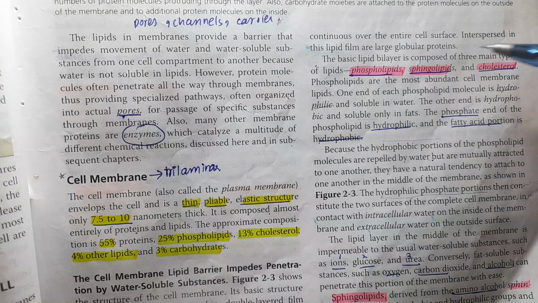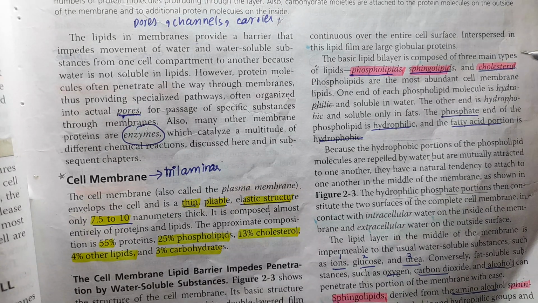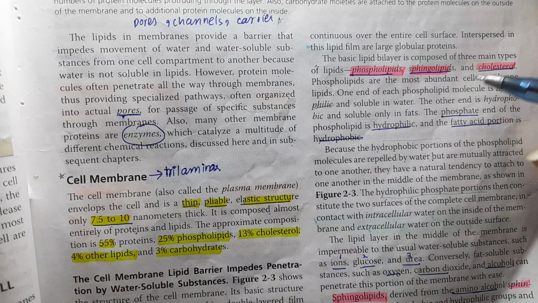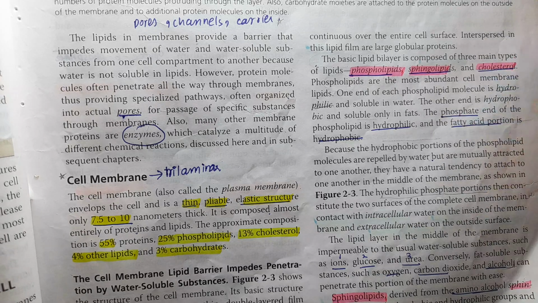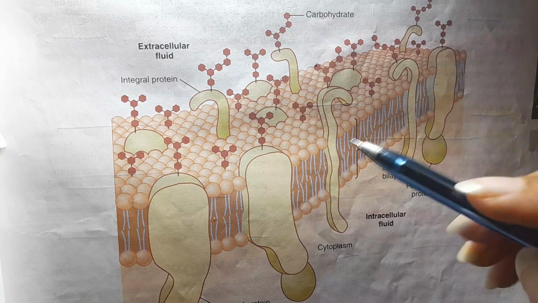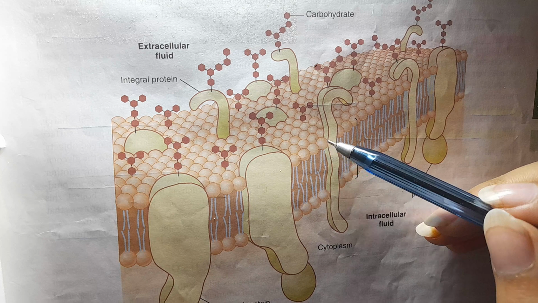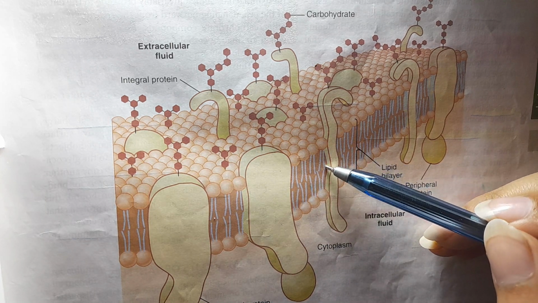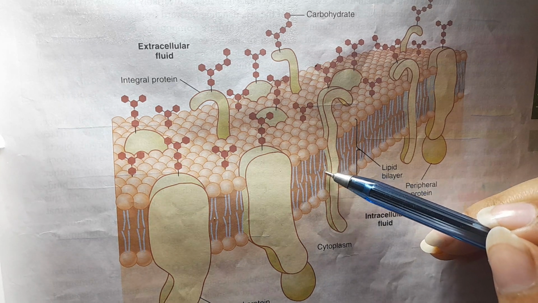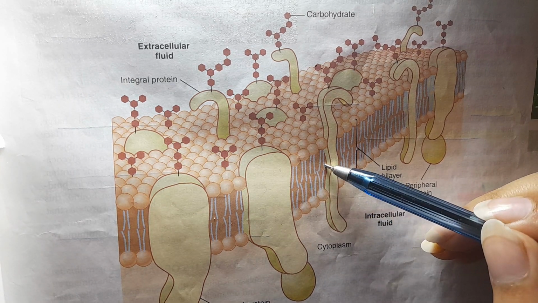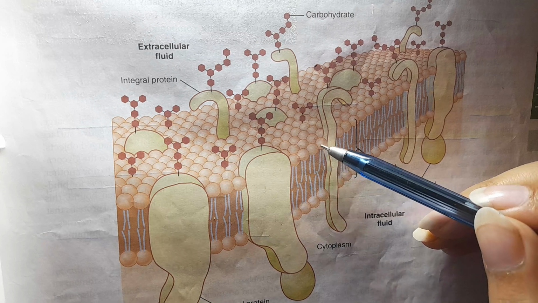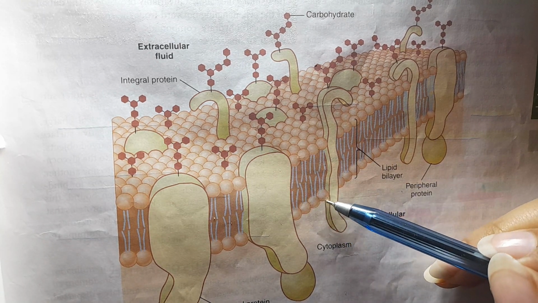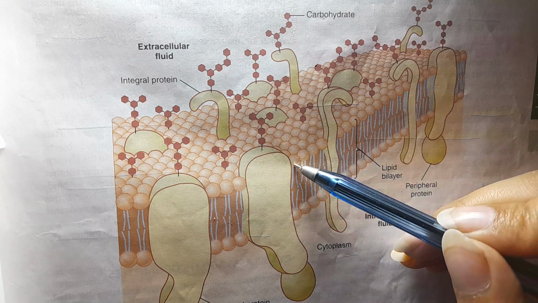The basic lipid bilayer is composed of three main types of lipids, which are phospholipids, sphingolipids, and cholesterol. Now the phospholipids, let me tell you, there is a bilayer of phospholipids, and they have these phosphate heads and these fatty acid tails. These fatty acid tails are hydrophobic, and they face each other, and their hydrophilic phosphate ends appear on the periphery inside the cell and on the periphery outside the cell.